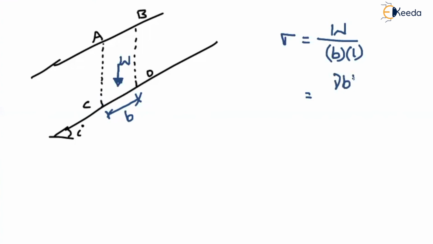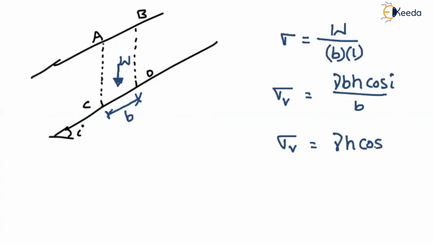Gamma into B into H cos I divided by B. That will be nothing but a stress, the vertical stress on the plane CD. So here I am representing it with sigma V. That means it is acting in the vertical direction. If you simplify this, how much will you get? Gamma into H into cos I. Now, this is the stress that is truly acting along the vertical direction.